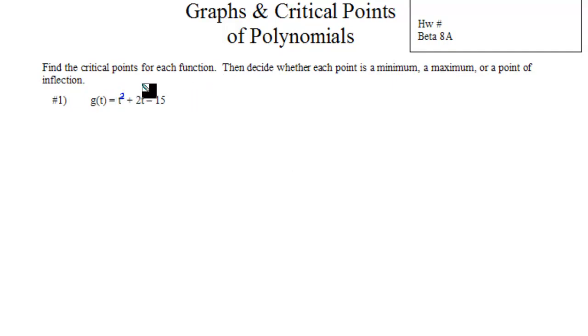Supposed to find the critical points of the function, decide whether that critical point or points is a minimum, maximum, or inflection point. Well, the first thing you want to do is find critical values by taking the first derivative, setting it equal to 0. The first derivative is going to be 2t plus 2.